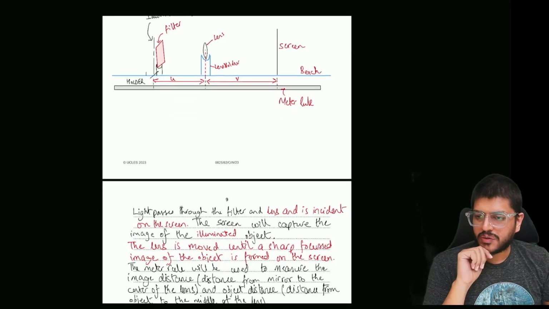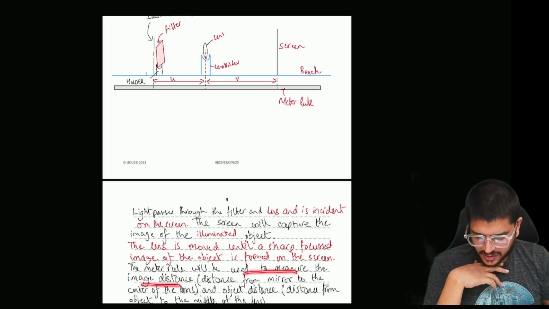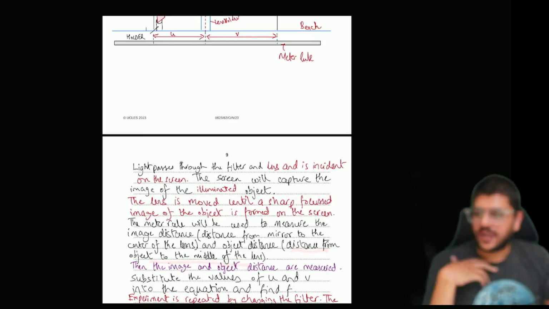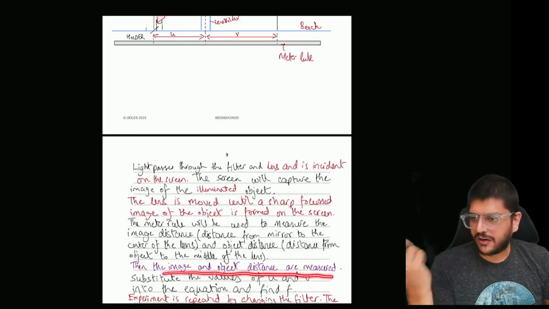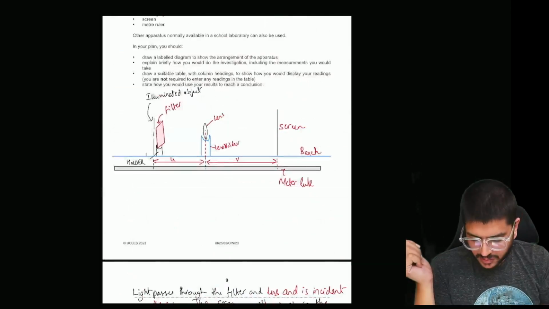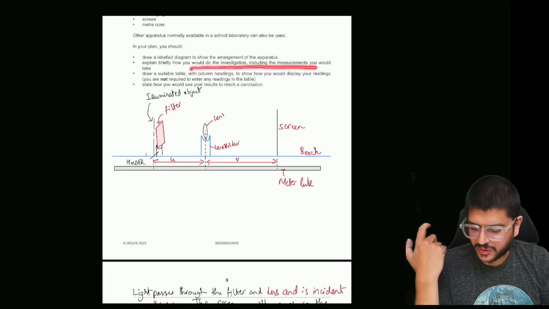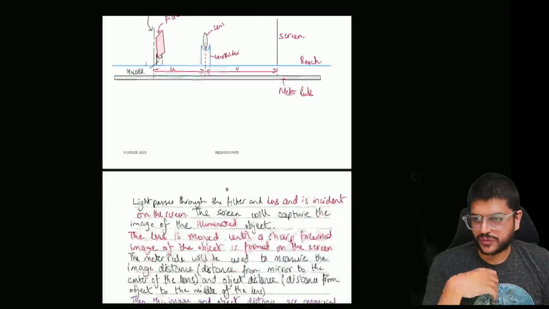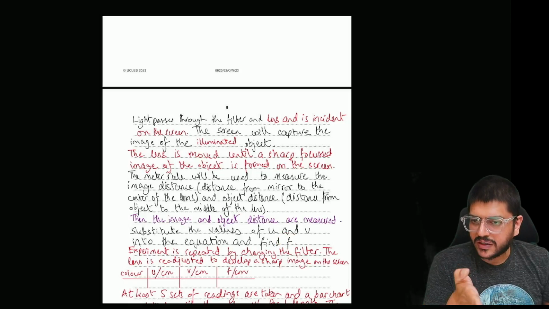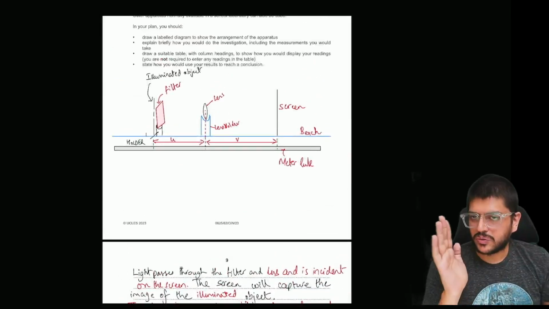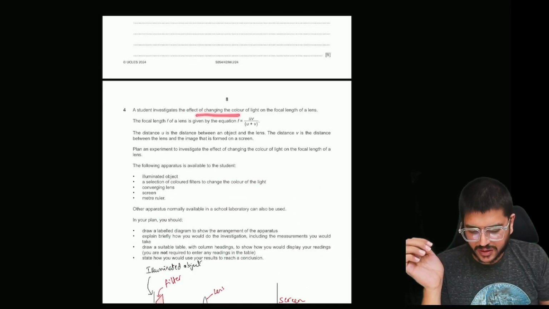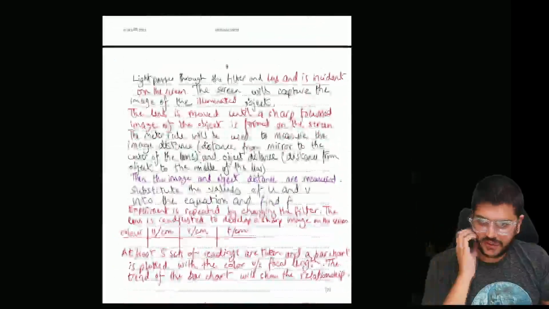You know that. The meter rule will be used to measure the image distance. Again, you've explained what the image distance is, and the object distance. Then the image and object distances have to be measured. Substitute the values of u and v into the equation and find f. They did not ask you to tell us what measurements you will take. So you've taken the measurement of u, you've taken the measurement of v, and find out f, because the question says you have to find a relationship between the effect of changing the color and the focal length. So we have to get f.